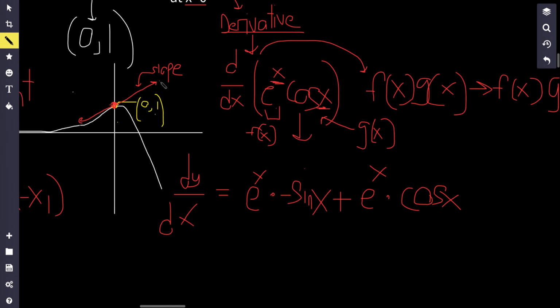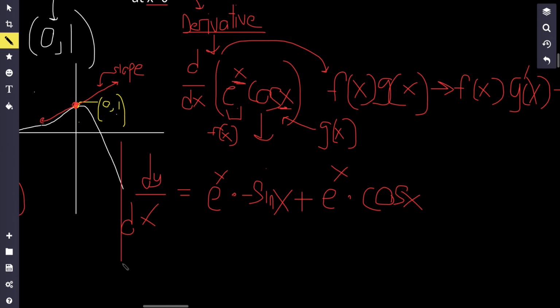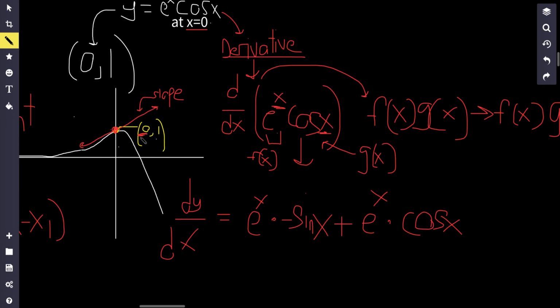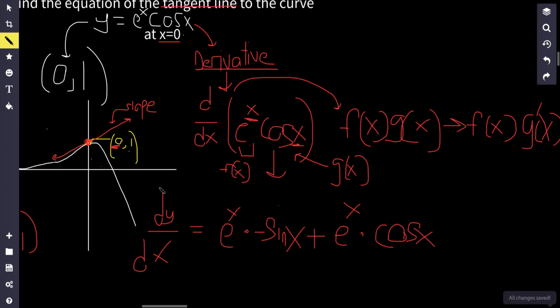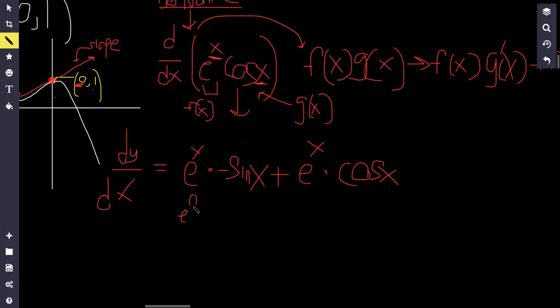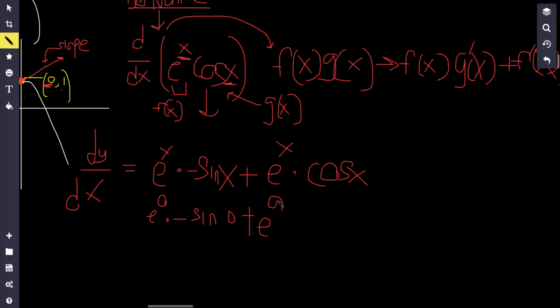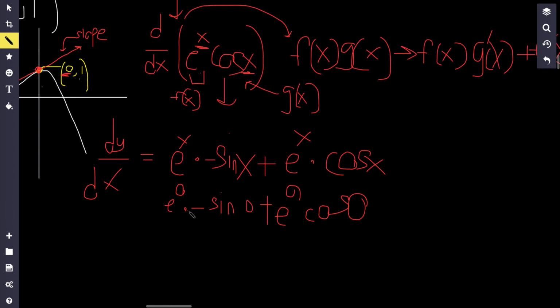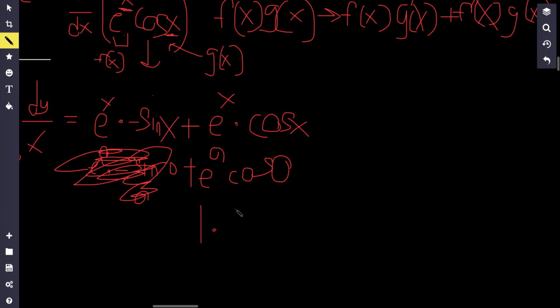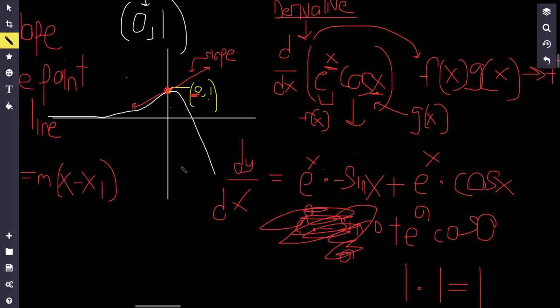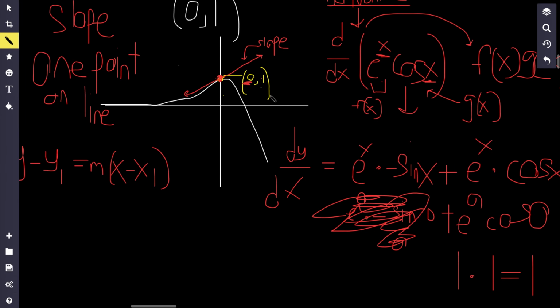Now, we want to find the slope of our tangent line, and the derivative gives us the slope of the tangent line. We want the slope at x equals 0, so we're going to plug in 0 into our derivative. Everywhere we see an x, we replace that with a 0. Negative sine of 0 is equal to 0, and 0 times 1 is just 0, so we can get rid of that. e to the 0 is 1, cosine of 0 is 1, and 1 times 1 is 1. This means the slope of our tangent line is equal to 1.